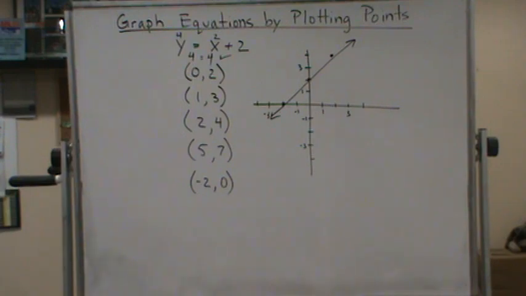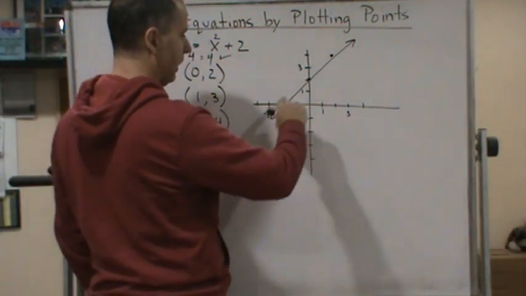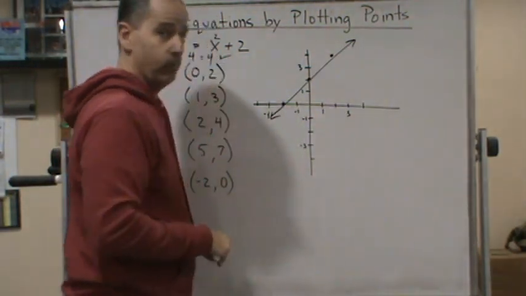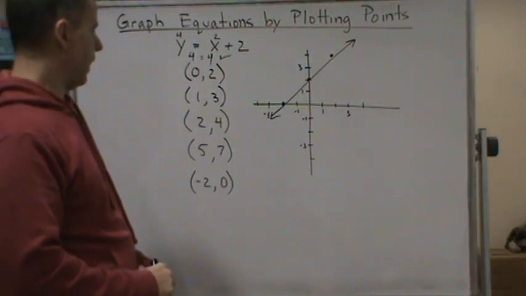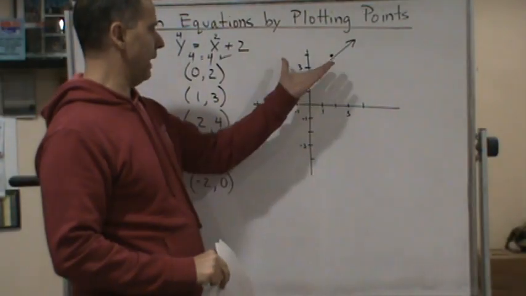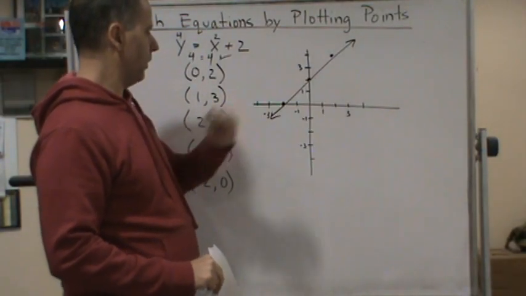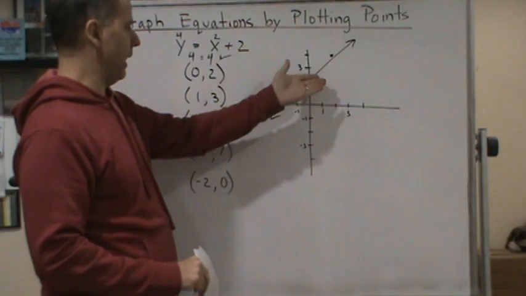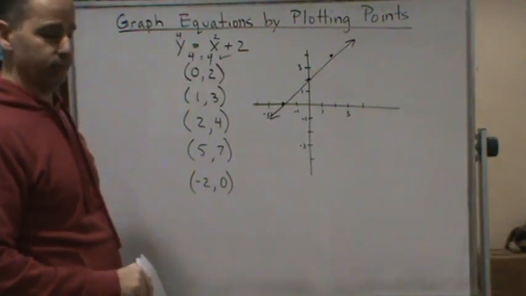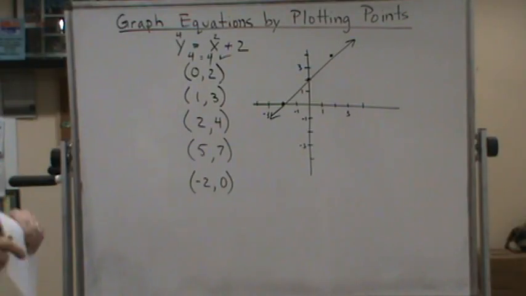So another way of looking at this is any point on the line is in the solution. To be in the solution, a point would have to be on the line. To be a solution would have to be on the line, or a point on the line has to be in the solution. All right. We'll do some examples.